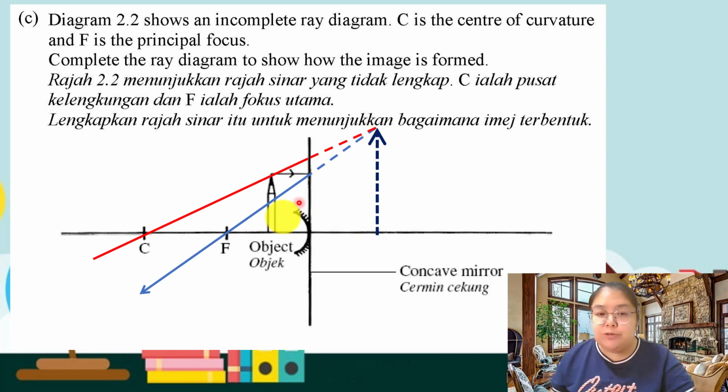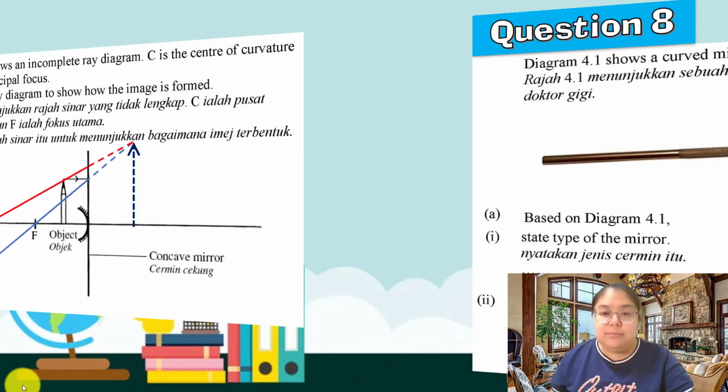Suppose you need to draw the image of the pencil. I don't have any pencil image here, I just draw the arrow. This one is a virtual image because it's above the horizontal line. Number 2, the virtual image should be upright. Number 3, the size becomes bigger, so it should be magnified.